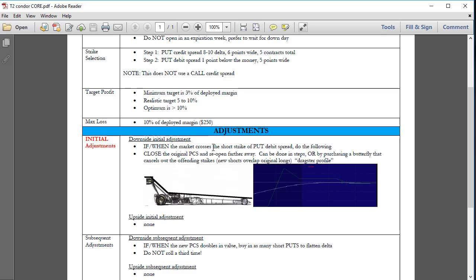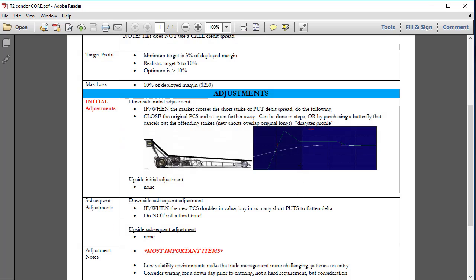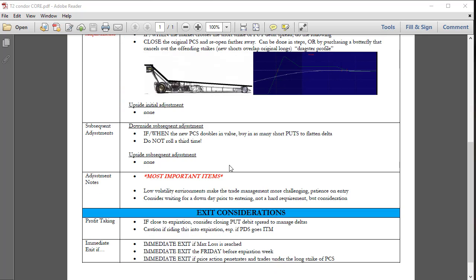But the first time the market closes below that, then we have choices. We either close the original put credit spread and reopen it farther away, or we double the size, so that we are creating more distance between us and the market. And when you do that and you respect your risk, that gives you the best likelihood, the best odds, or the best probabilities that you will be able to continue trading for a very long time. All right.